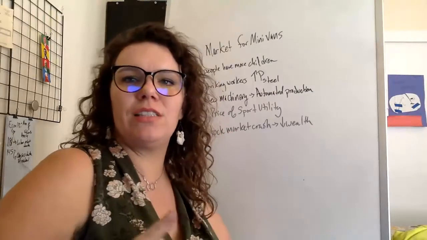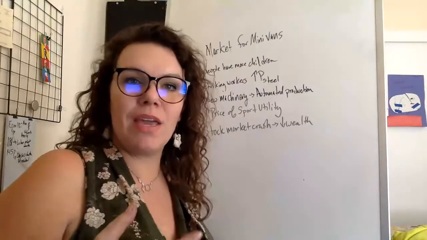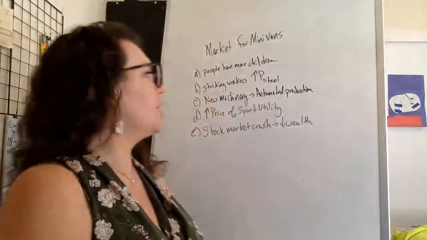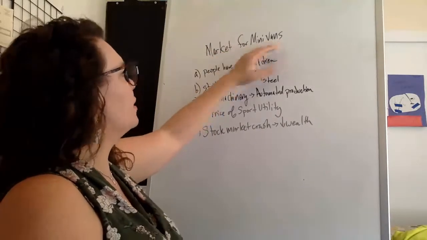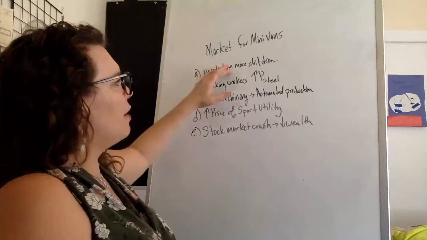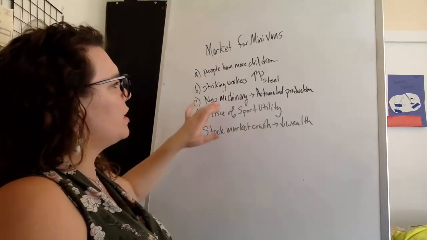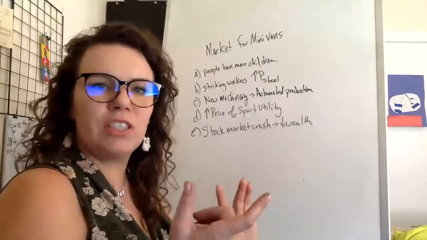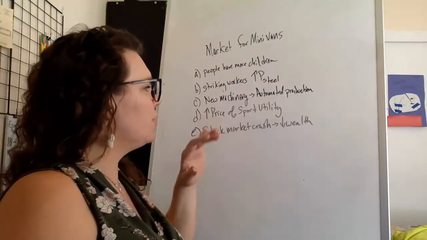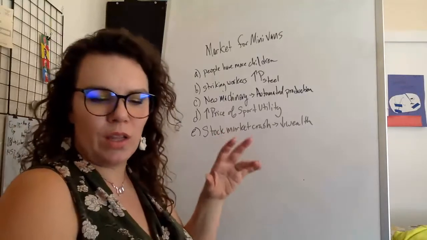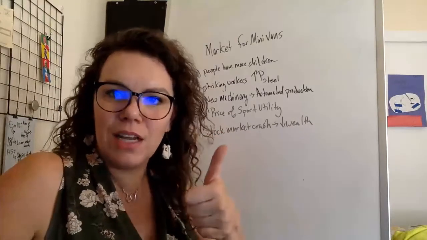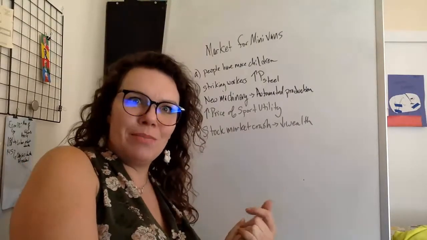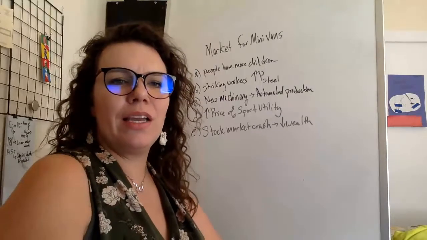For each of the following events, identify whether supply or demand is affected and which determinant of supply or demand is affected. So we're going to go through and look at, for the market for minivans, these 5 things. People have more children, striking workers raise the price of steel, new machinery is developed to automate the production of minivans, the price of sports utility vehicles goes up, and a stock market crash lowers wealth. So we have to figure out, is it a supply side or a demand side effect? And which determinant out of our determinants of supply and our determinants of demand is it going to be?